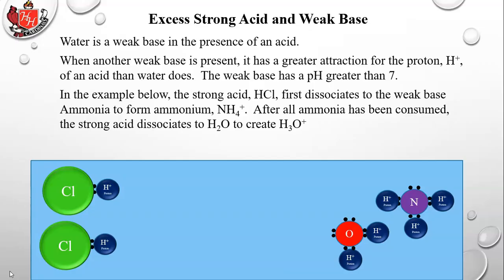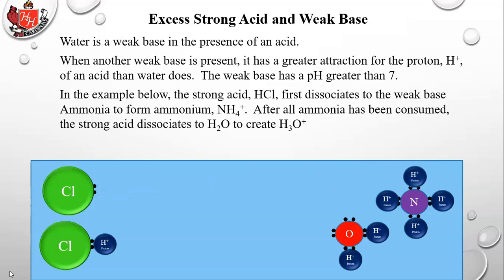If you have both a weak base and a water molecule, which would the proton from the hydrochloric acid prefer to go to first? Does it want to go to the ammonia or does it want to go to the water? And the answer is it wants to go to the ammonia first, to that weak base, before it goes to the water. After all ammonia has been consumed, the strong acid dissociates to the H2O. That means the next proton is going to go to the water molecule because there's no more NH3 left, and that's going to create hydronium ions, and that makes the solution acidic. Presence of hydronium ions is what makes the solution acidic.